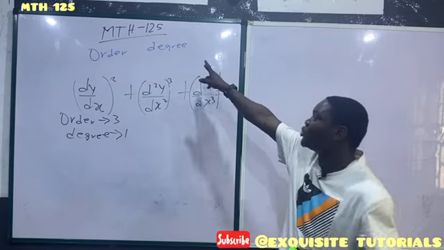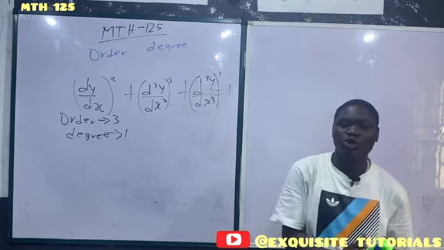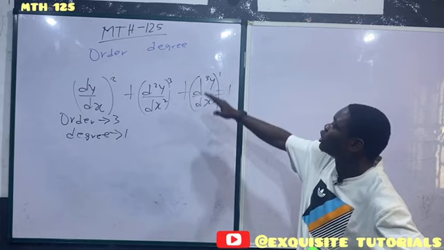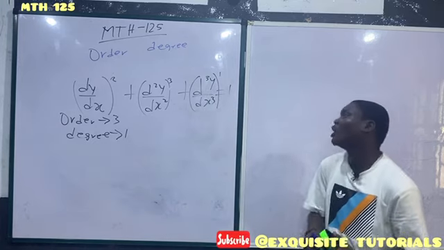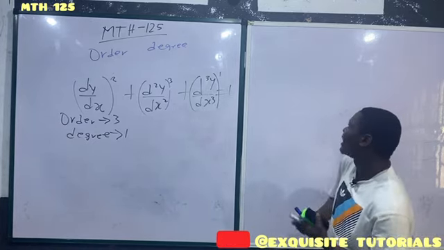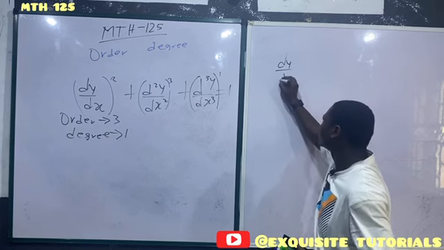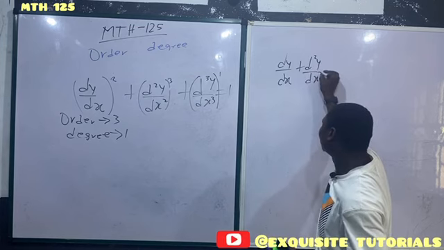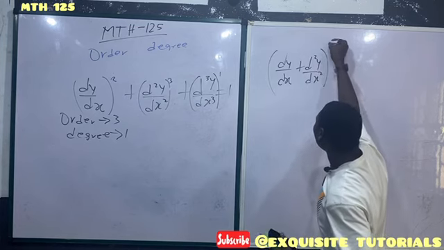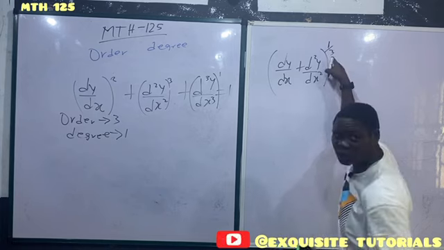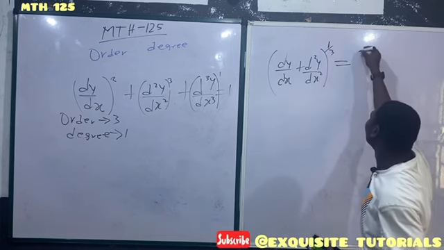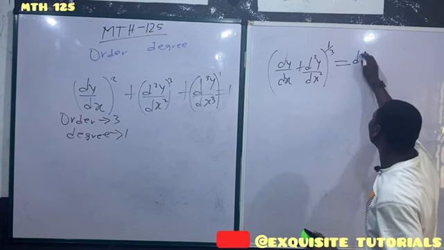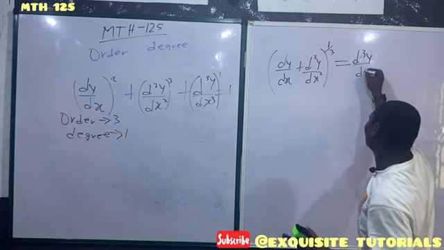But you must note that some differential equations have fractional powers. So to obtain the degree of those differential equations, you make sure you clear all fractional powers. Once you are done clearing all the fractional powers, you can obtain the degree of that differential equation. Let me drop an example. Suppose you have something like dy over dx plus d squared y over dx squared, everything raised to power 1 over 3. There's a fractional power here, and it equals, let me say, d cube y over dx cube.